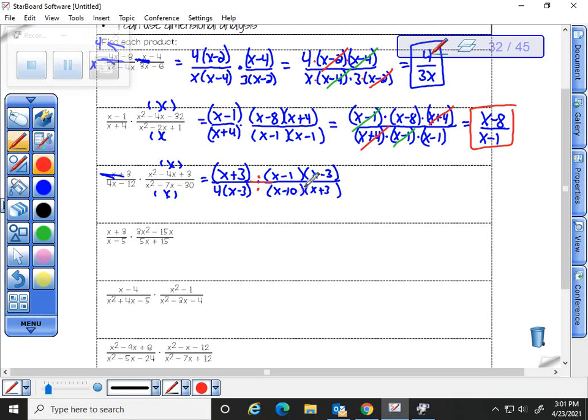Good. I have times symbols between every number and parentheses, like so. So the x plus 3's will cancel. The x minus 3's will cancel, leaving me with x minus 1 on top, and then 4 and x minus 10 on the bottom. And that one is done.